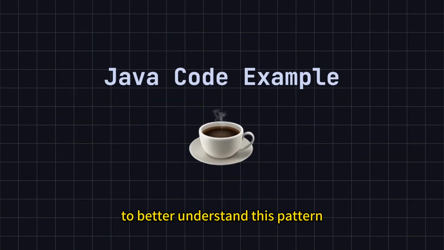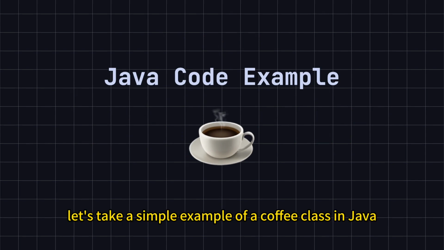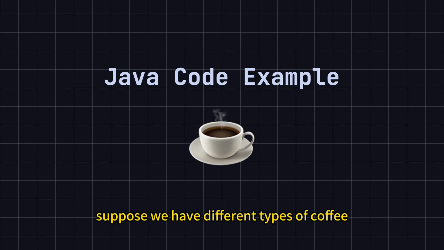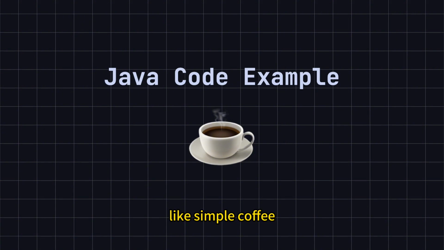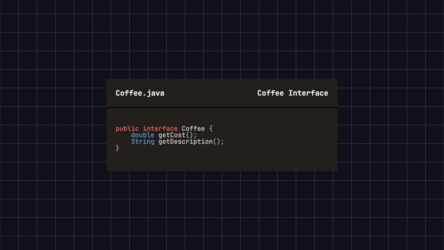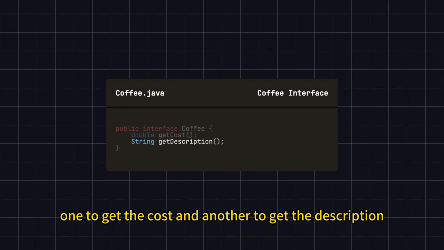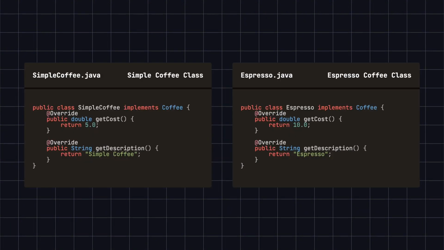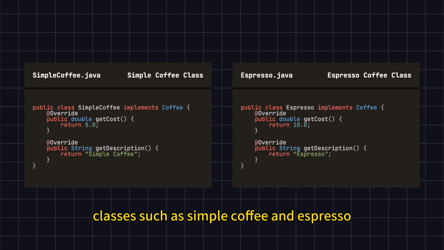To better understand this pattern, let's take a simple example of a coffee class in Java. Suppose we have different types of coffee, like simple coffee, espresso, and various decorations, like milk and syrup, that can be added to them. First, we define a coffee interface, Coffee, with two methods, one to get the cost and another to get the description. Next, we define concrete coffee classes such as simple coffee and espresso, which implement the coffee interface.